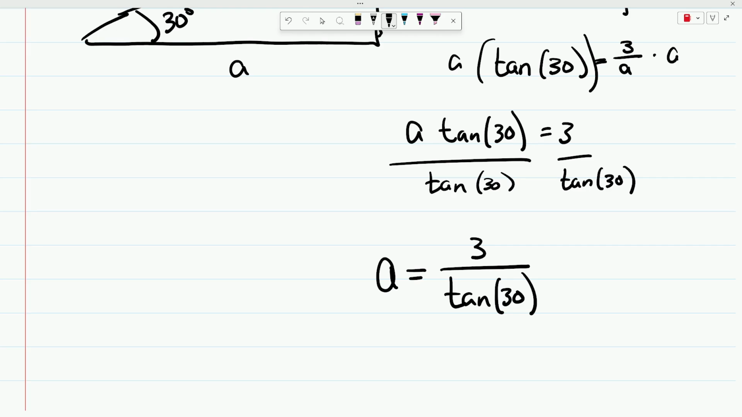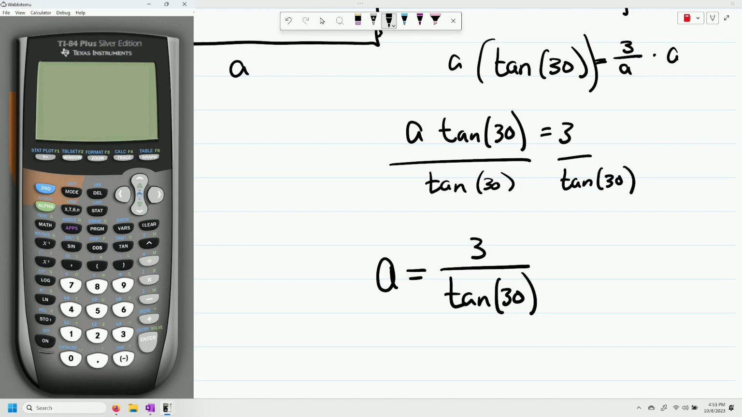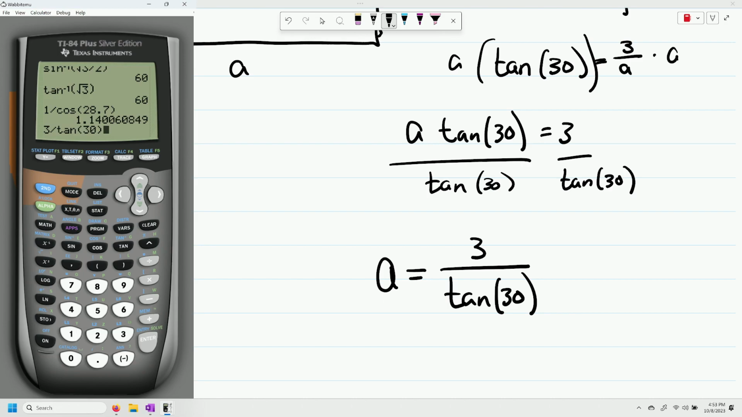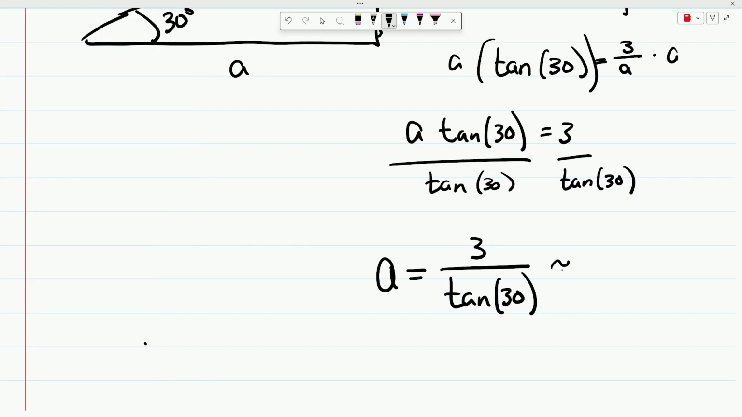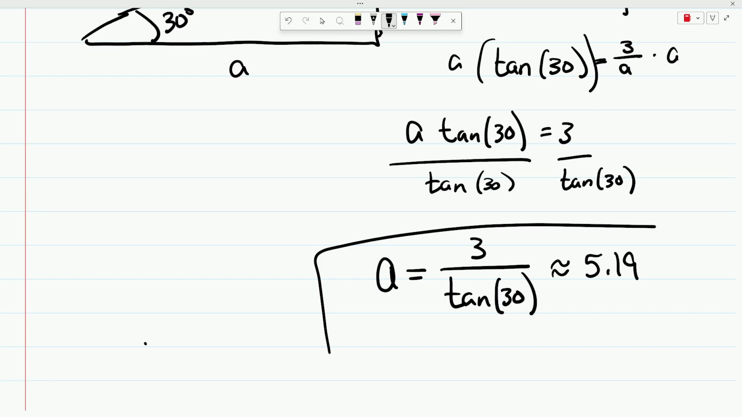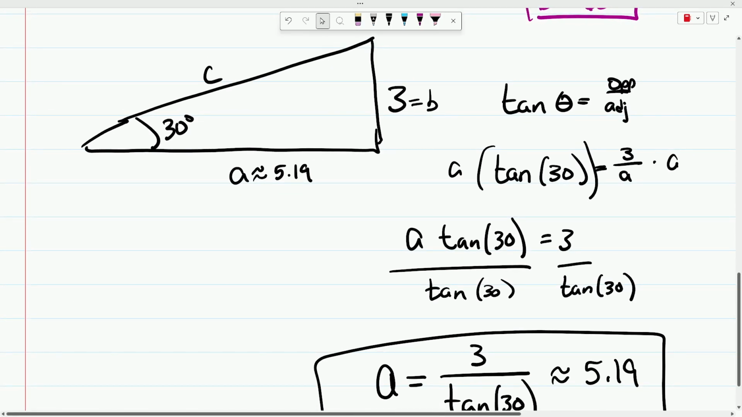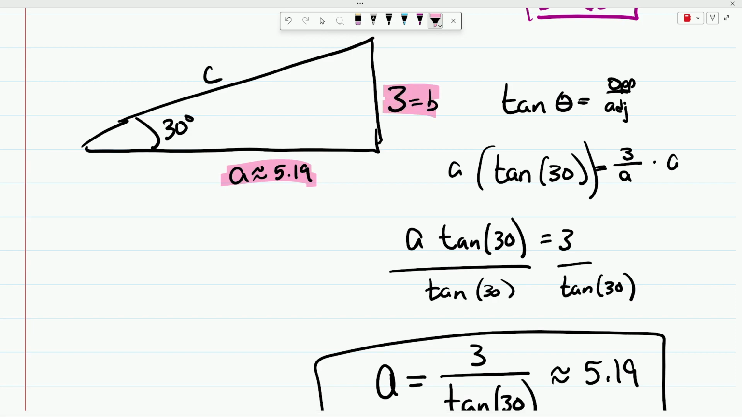We're just going to go ahead and type this in. 3 divided by the tangent of 30 is 5.19. So there's what side a is. Now that we have a, which is approximately 5.19 to 2 decimal places, we can go ahead and find c, and you could do this multiple ways. You have a, you have b, you can find c by using the Pythagorean theorem.